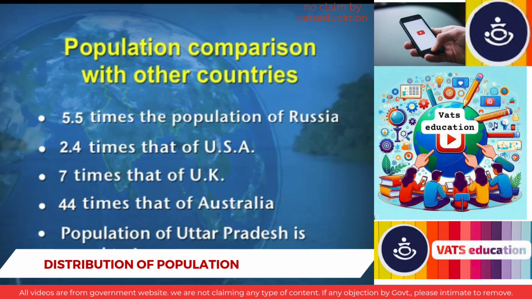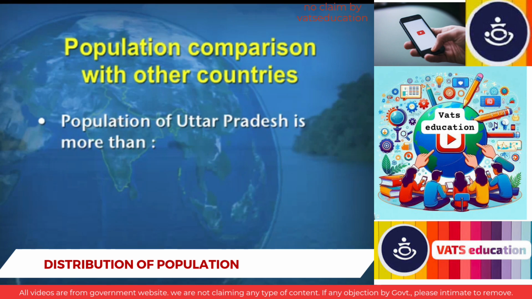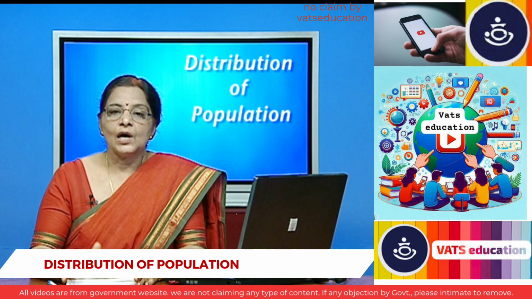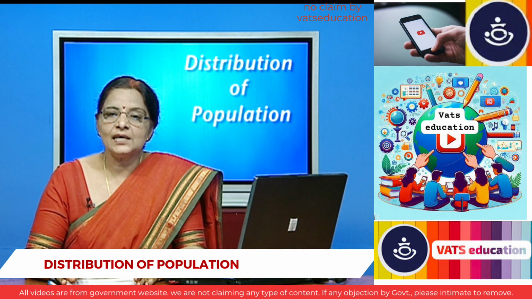Now, the population of Uttar Pradesh is equal to the population of Japan, one of the important countries of Asia. And if we compare the population of Uttar Pradesh, it is more than a few countries, that is Bangladesh, Nigeria, and even Pakistan. Now the question arises, if India has such a large population, what are the consequences of that large population?